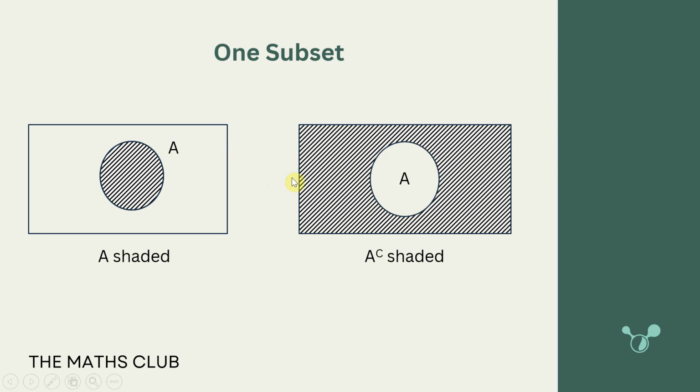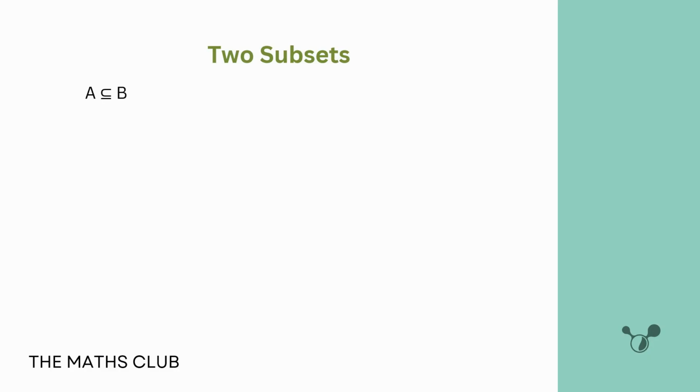Great. So that means every other thing apart from A in the universal set is our A complement. We talked about A complements in one of the previous videos. Now, if you have two sets, and this shows that A is a subset of B, whenever you see this kind of symbol, you read it as A is a subset of B.